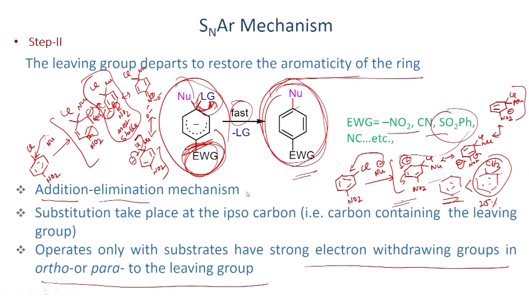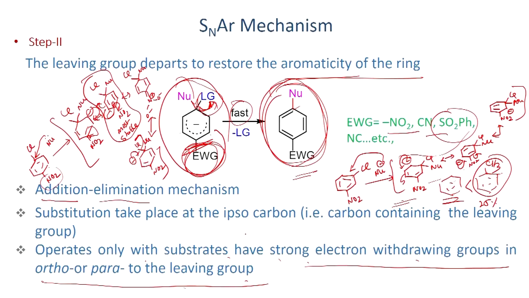So we will see some more examples. Here you have to remember the reaction operates only when the substrates have a strong electron withdrawing group in ortho or para position to the leaving group. So, you have the leaving group, this is the leaving group. With respect to the leaving group, if you have the electron withdrawing group at ortho or para position, then only the reaction can be facilitated.